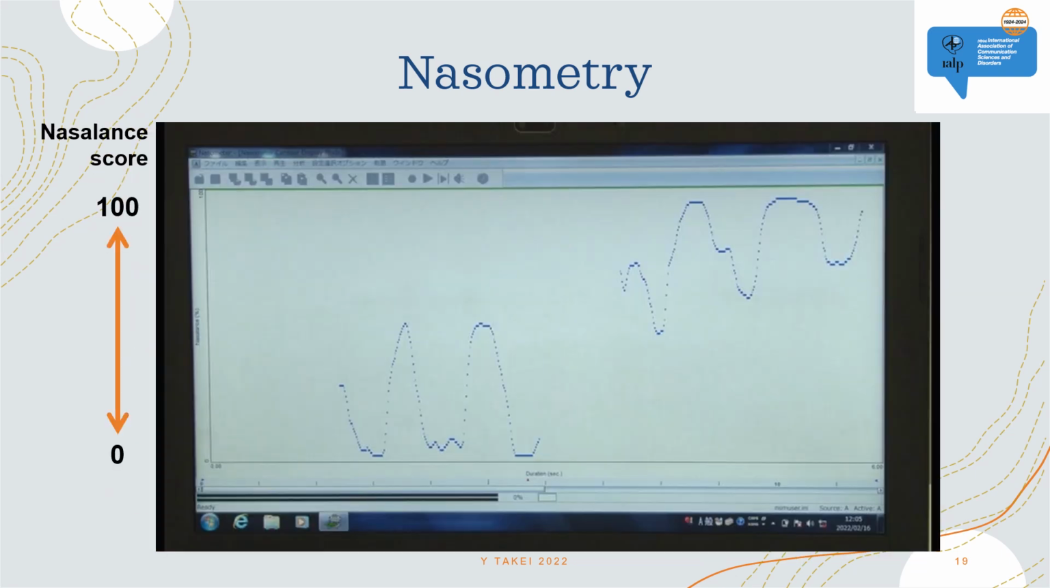Here, I will show you a demonstration video of nasometry. This is the waveform when I produced a low-pressure sentence. On the left is the waveform of normal resonance. On the right is the waveform of hypernasal resonance. And you can see that the waveform on the right is shown higher on the screen, meaning the nasal score is higher.